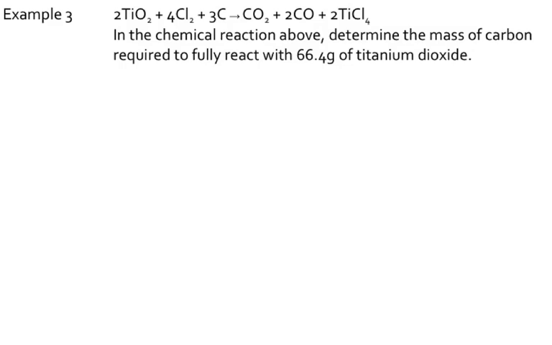One more stoichiometric calculation. The good news is the process never changes for these. It's just the complexity of the chemical reaction and the complexity of the calculations. So in the chemical reaction above, we need to determine the mass of carbon, and carbon is just C, we could fully react with 66.4 grams of titanium dioxide, which is TiO2.